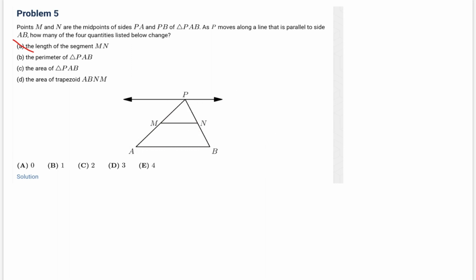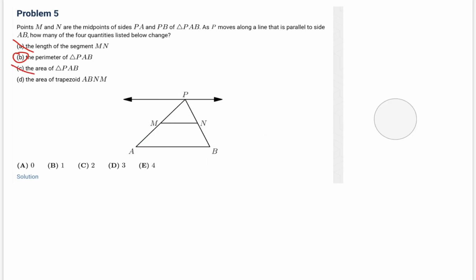Second one, the perimeter of PAB. PAB consists of AB and PB and PA, right? But then PB and PA are constantly changing as P moves, so B is changing. And C, the area of PAB. For us to get the area, we need this height multiplied by this length AB, but AB doesn't change, and the height doesn't change, which means that the area doesn't change.